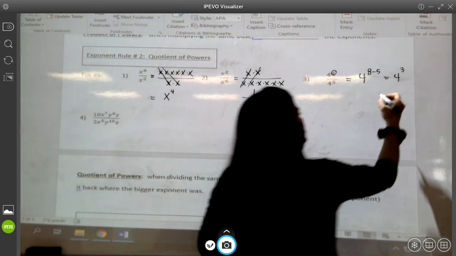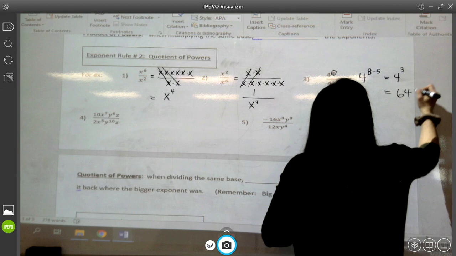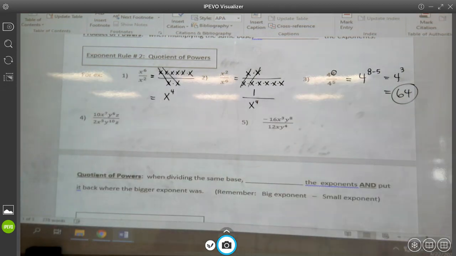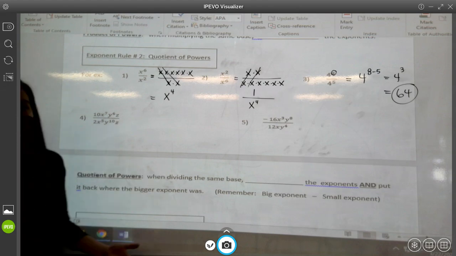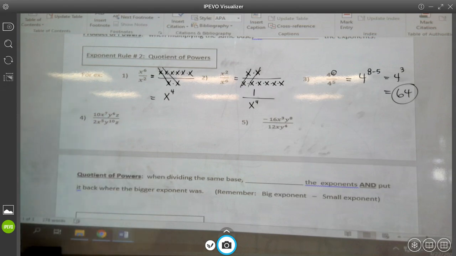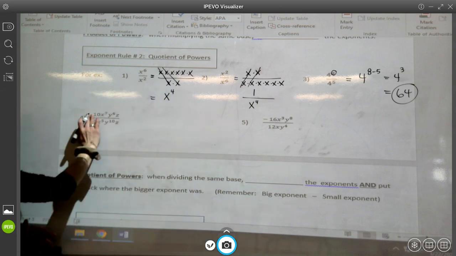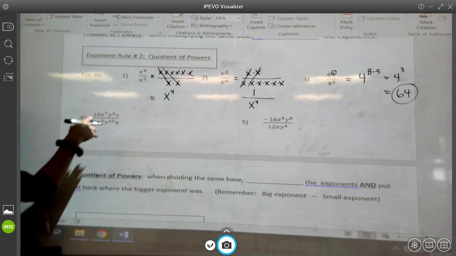4 times 4 times 4, 64. So you can always take the ones with a value as the base one step farther. If those were x's, we have to stop at x to the 3rd because we don't know the base. All right, look here. Guys, this is a division problem. Notice how there's no adding and subtracting. It's straight up multiplication, multiplication, division.